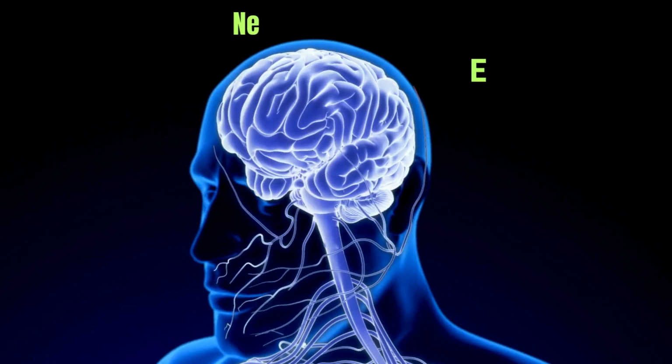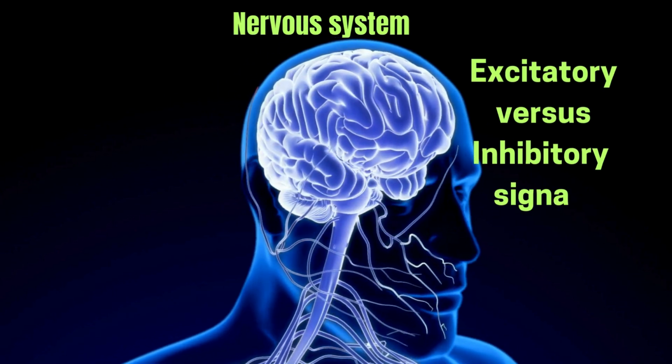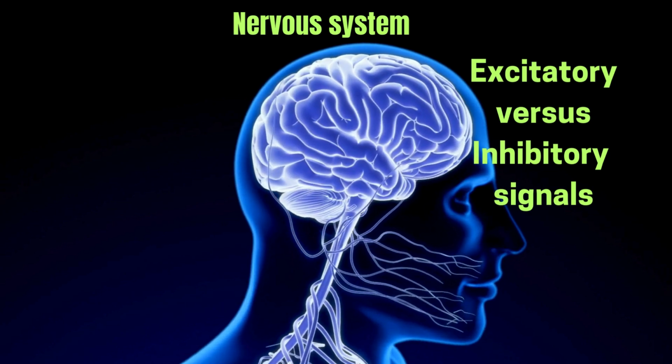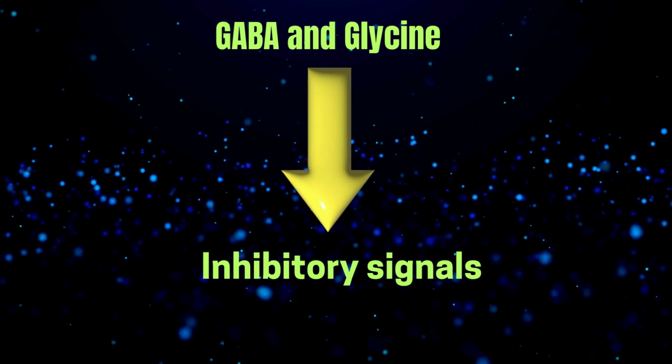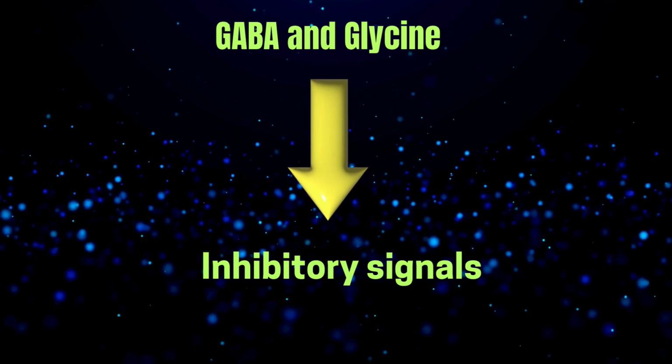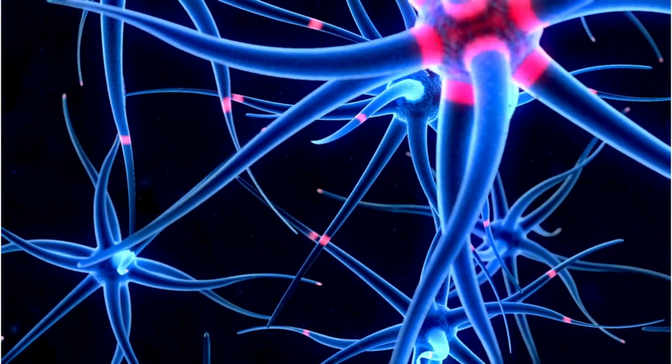Our nervous system is in balanced condition. This is achieved when excitatory signals are balanced by inhibitory signals. The inhibitory signals come from inhibitory neurotransmitters like GABA and glycine. In absence of these inhibitory signals, the nerve signals will be excessively stimulated.